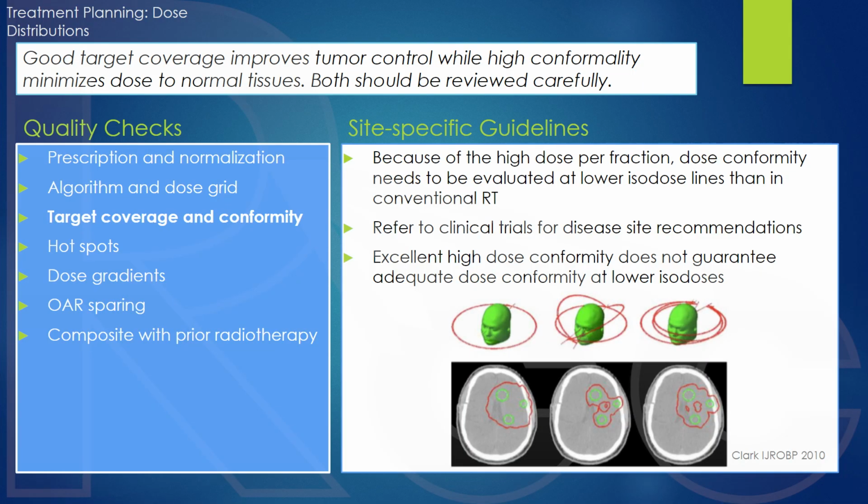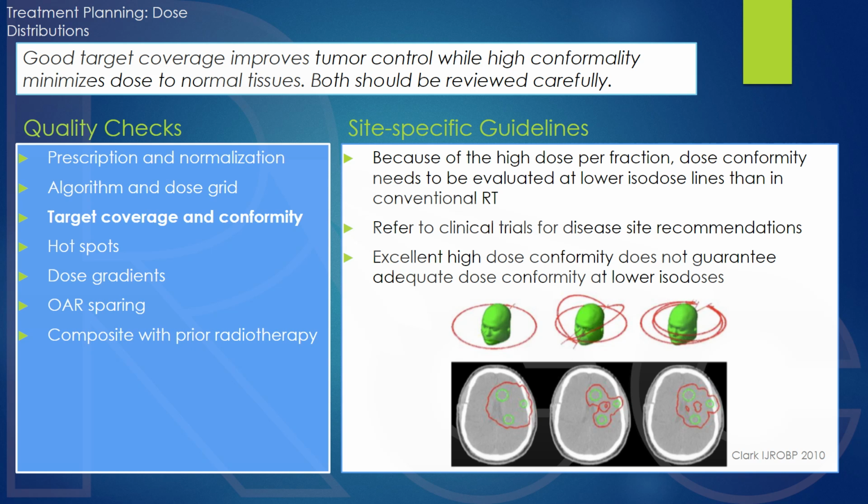Let's talk about target coverage and conformity. This also goes exactly back to the question of Halcyon versus non-coplanar with couch kicks on a Linac, like an L-shaped gantry Linac. Okay, so I'm showing 3 examples. This is an SRS case. On the left column is a coplanar arrangement. In the middle is non-coplanar with couch kicks. Then at the far right is non-coplanar with shallow couch kicks.